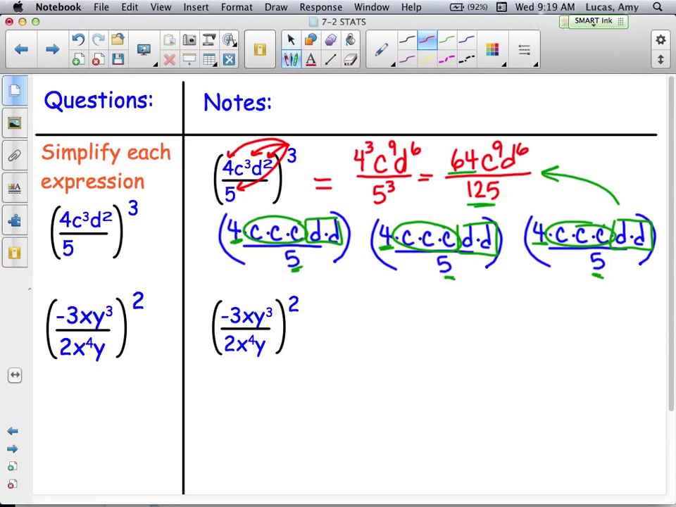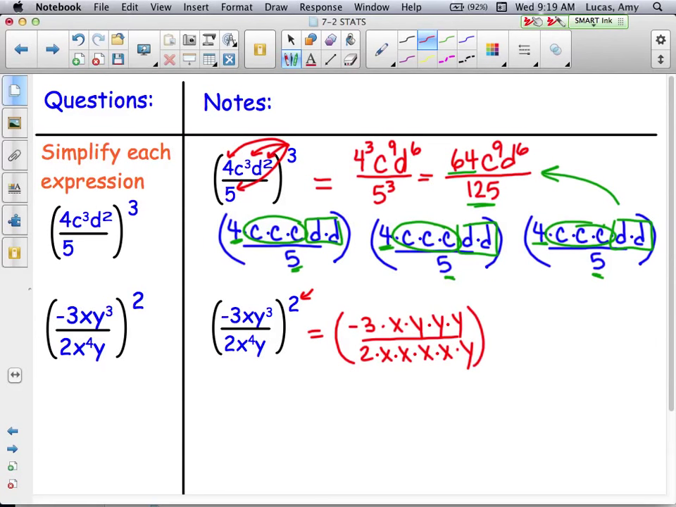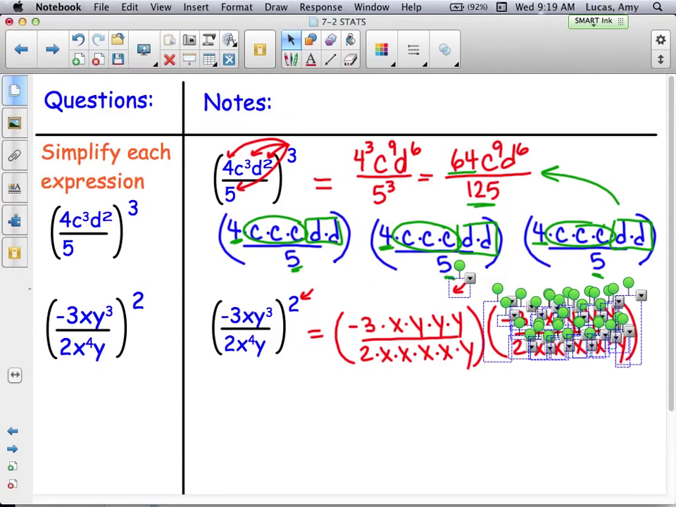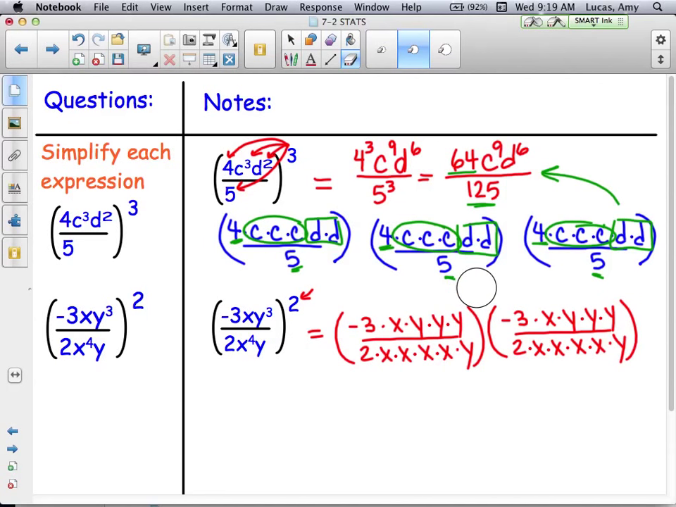This next one I'll expand first. So I need 2 of everything. So negative 3x y to the 3rd over 2x to the 4th y. So it would look like this. I need 2 of them because it was being squared. Now, before I multiply them together, I notice I can do a little bit of reducing. So I can cancel an x and a y on each of these first.